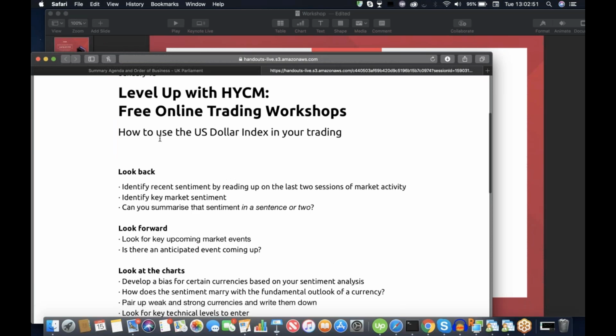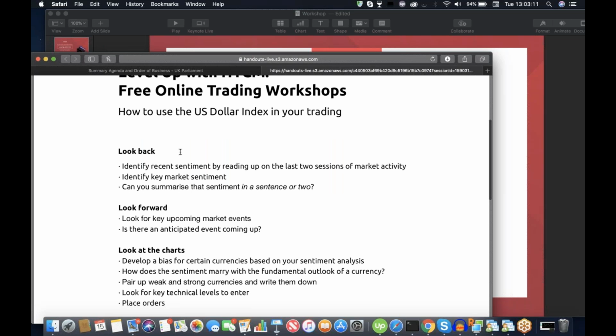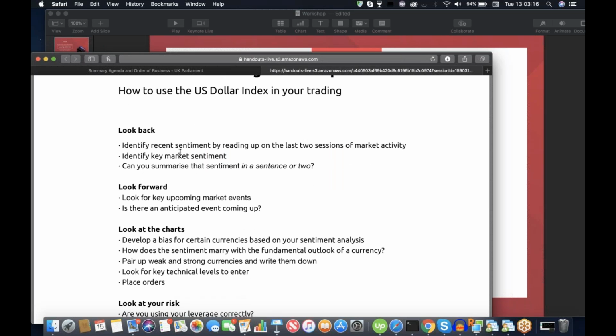You can see the special event that we're looking at today is how to use the US dollar index in your trading. We're going to be covering that during the session. It's a very helpful index for trading the US dollar. You can often get some really good clues about the direction of the US dollar just from looking at the index. So I'll be going through how to use that in your trading and how that can be a real benefit to you, particularly if you're trading the euro US dollar pair. The US dollar index is a really helpful tool.